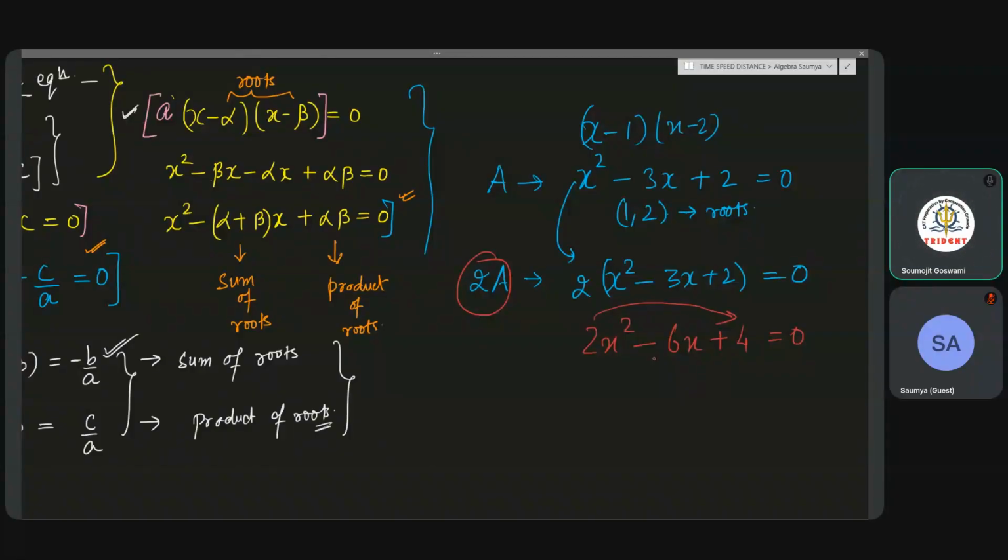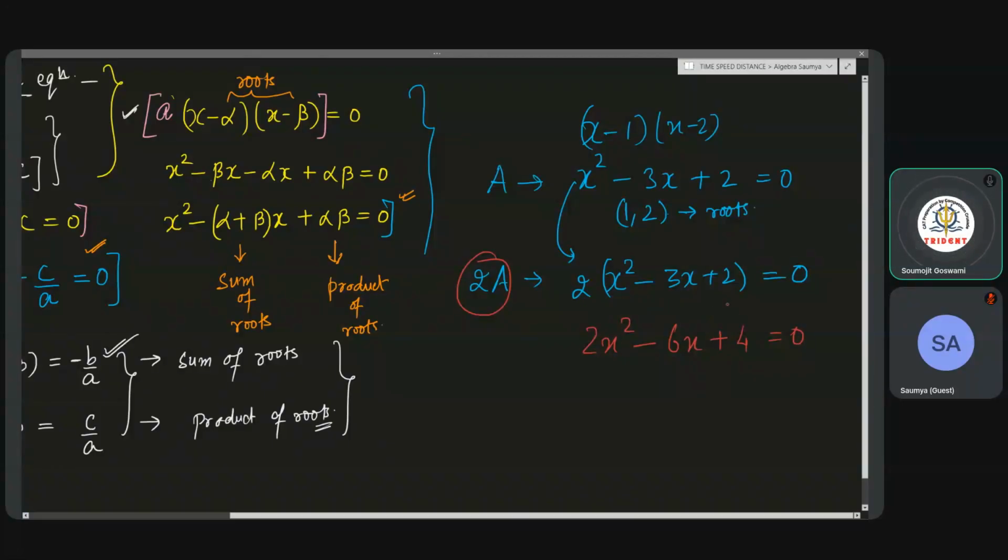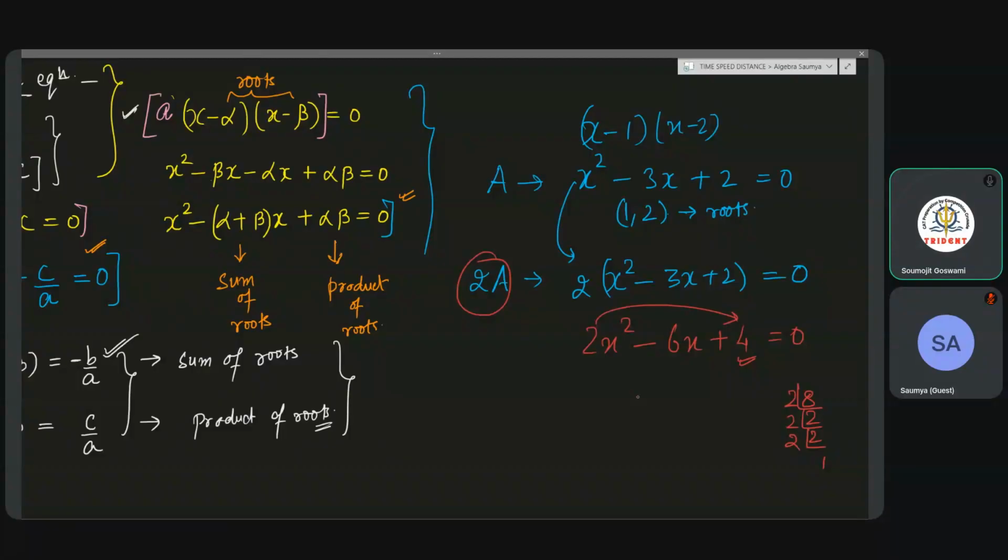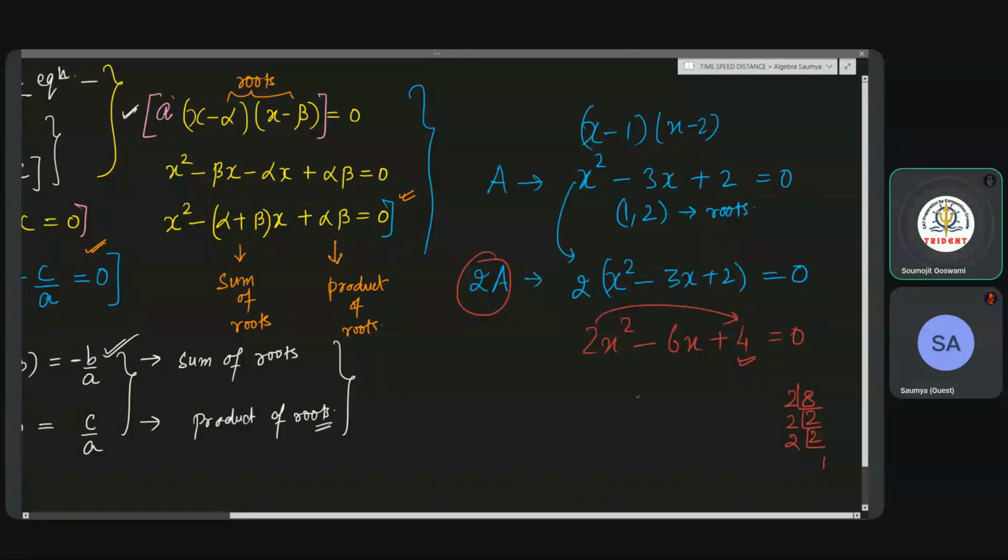So effectively what I'm trying to say is, let's check if the roots remain the same or the roots change. This time I will try to split 8: 2 fours are 8, so 2 into 2 into 2 into 2. I need a product as 8 and sum as 6. How do I do that? How do I split the middle term such that I get the product as 8 but the middle term as 6? Let's do that.